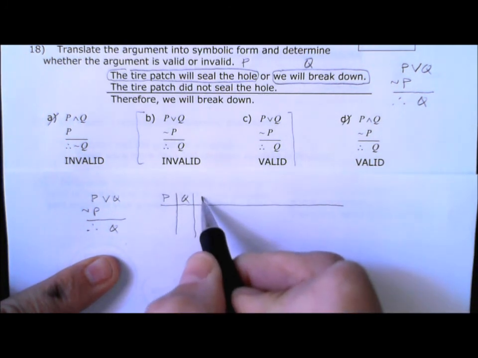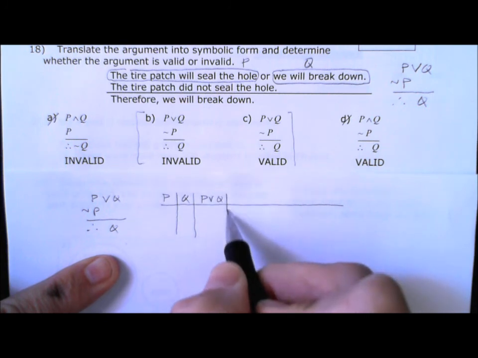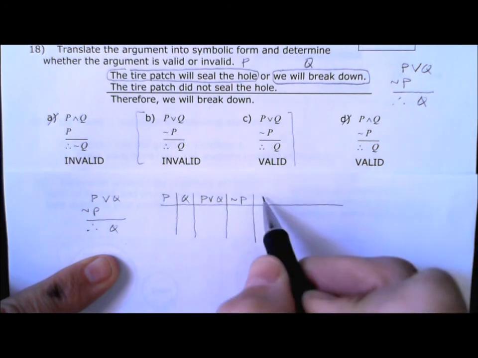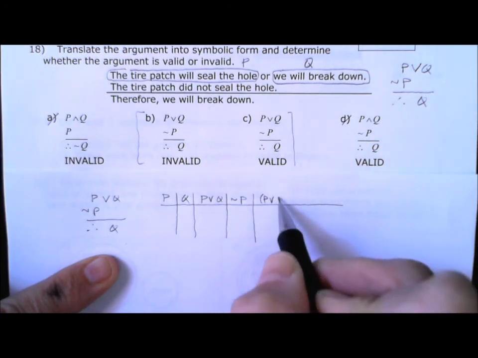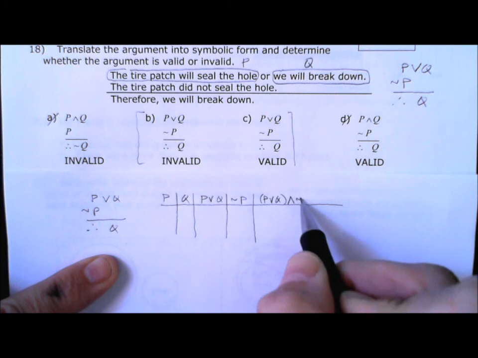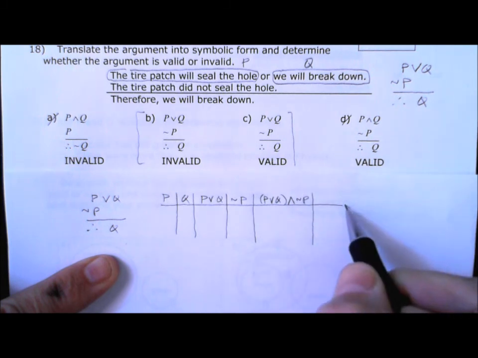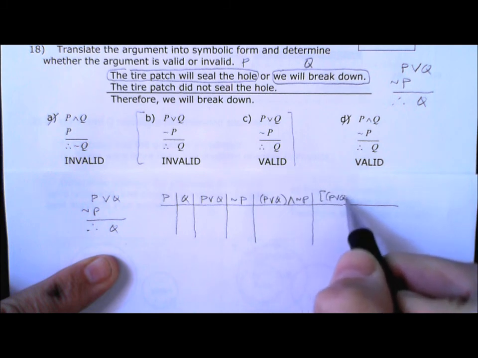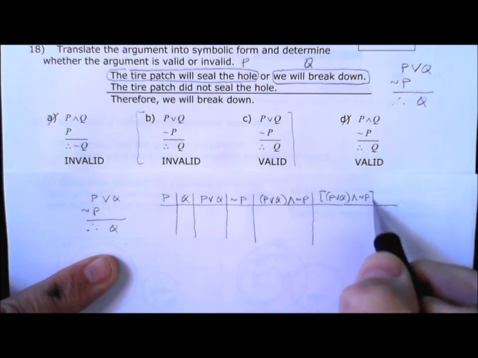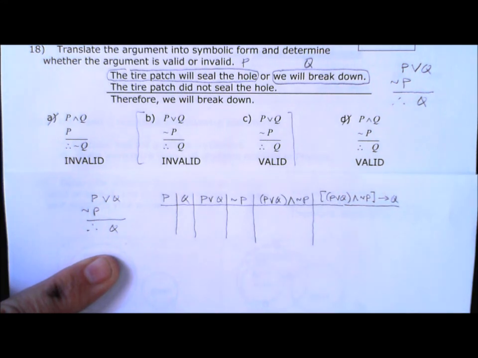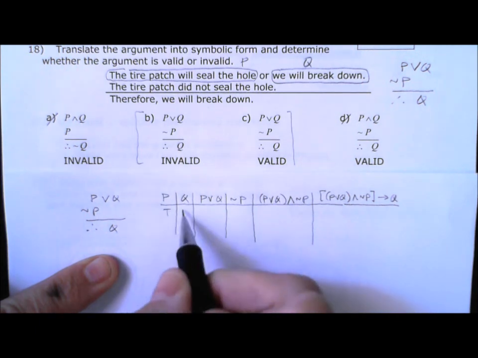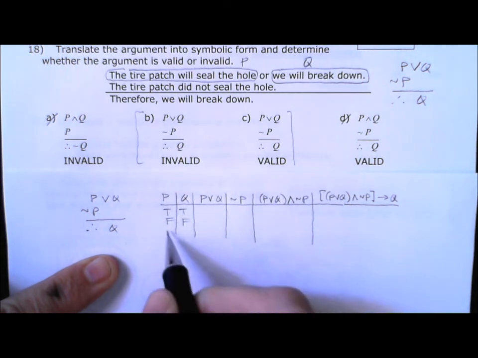And so we'll have certainly P or Q will be one column we'll need. We'll need not P. We'll need the P or Q and not P column. And finally, we'll need the argument itself, which is P or Q and not P together imply Q. And if that last column is all trues, then it's a valid argument. If there's a single false, then it won't be. So again, put in some entries here.